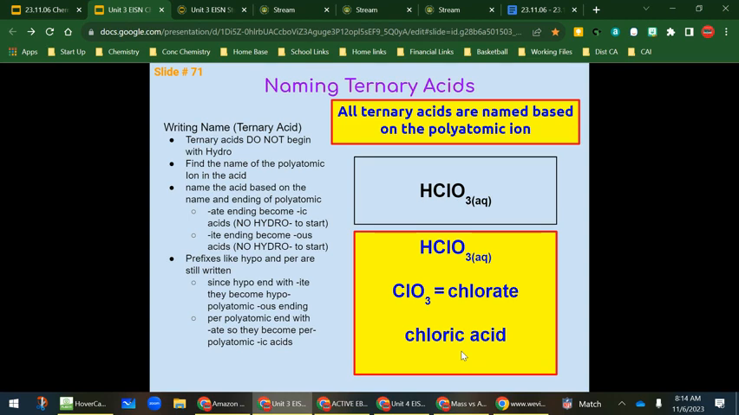Michaela. I'm sorry? That is an L. That is an L. Cl and O. Questions?